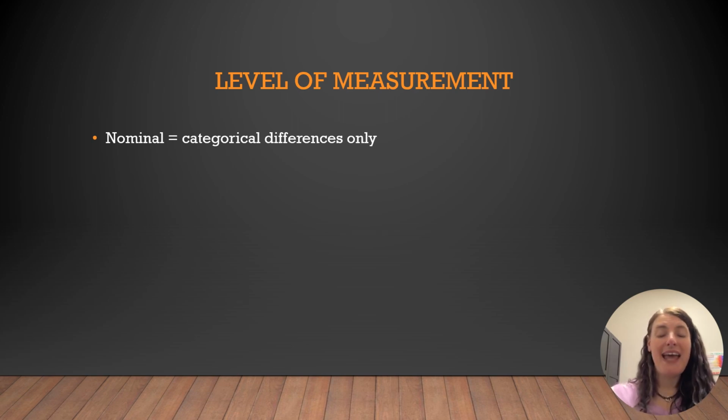Nominal level data cannot be rank ordered, meaning there is no way to order the categories from least to greatest or highest to lowest. Ordinal data is also categorical, but this type of data can be rank ordered.